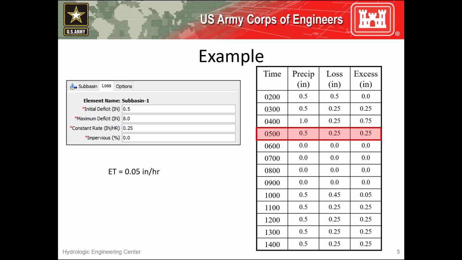Then there's a lull in precipitation. During this time, ET is applied, which increases the moisture deficit by 0.05 inches per hour. Since it doesn't rain for 4 hours, the moisture deficit reaches 0.2 inches by hour 10. A half inch of precipitation falls during this time step, of which 0.2 inches goes to the moisture deficit, and an additional 0.25 inches is lost at the constant rate. This results in 0.05 inches of excess. Now for the remaining time steps, only the constant rate of 0.25 inches is in play.